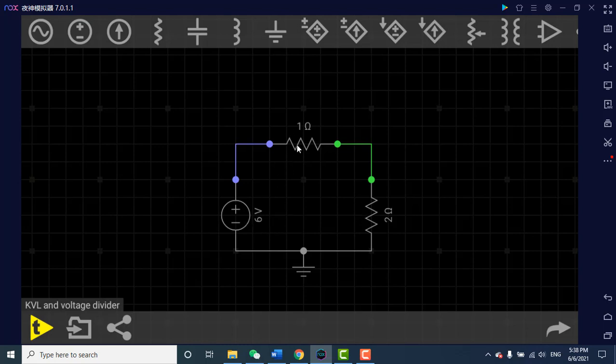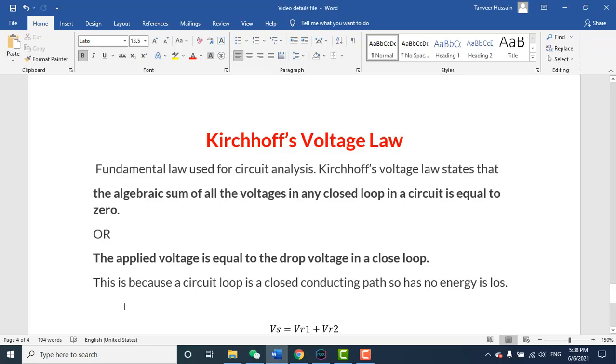So the total voltage drop across these two resistors would be equal to 6, or we can say the sum of the source voltage plus the voltage drop across R1 and the voltage drop across R2, the sum of all these three voltages, must be equal to 0. This is because in the closed loop there is no energy loss.